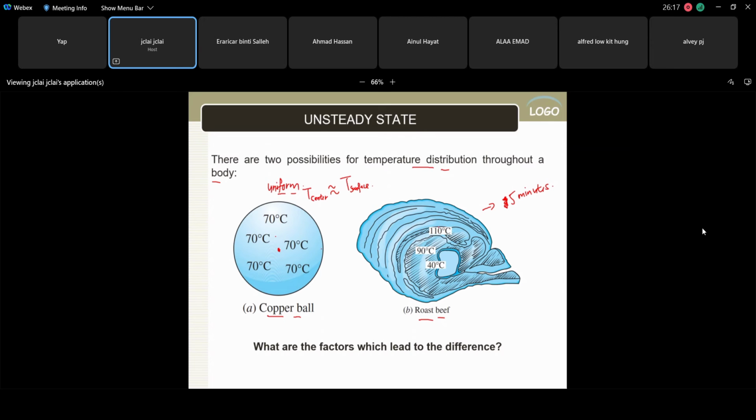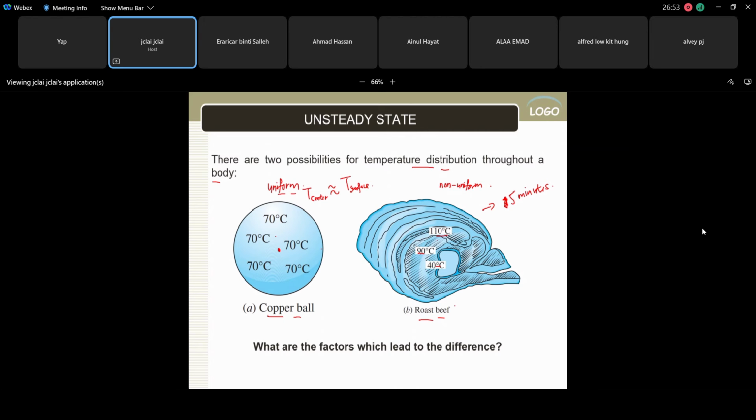You see the outer surface of the beef is at 110 degrees Celsius. If you go further inside, it is at 90 degrees Celsius. And if you reach the center and measure the temperature, you find it is only 40 degrees Celsius. This is case number two, whereby we say the temperature distribution over the body is non-uniform.